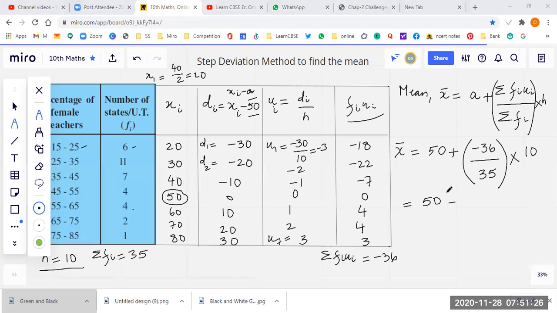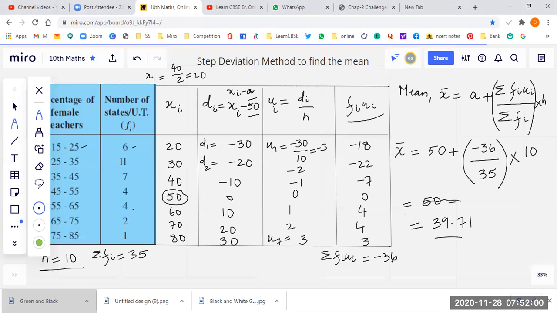So if you calculate this, students, 360 divided by 35, just calculate how much is coming. You do this, you add this with 50, so please do this whole calculation. So you get this is equal to 39.71. You please check if it's right or wrong. 39.71. Very right.